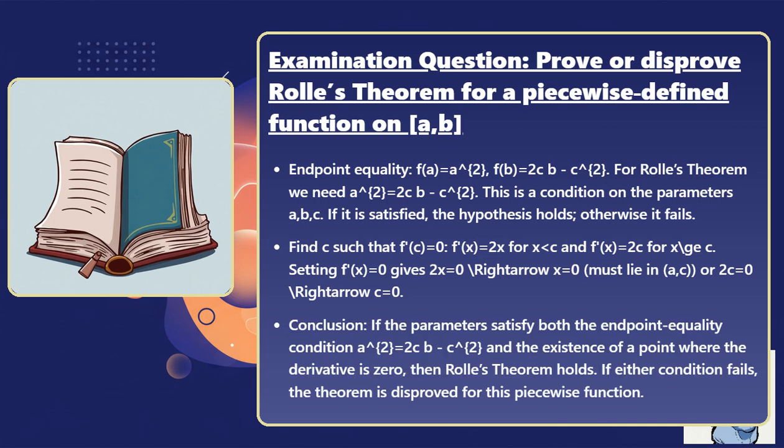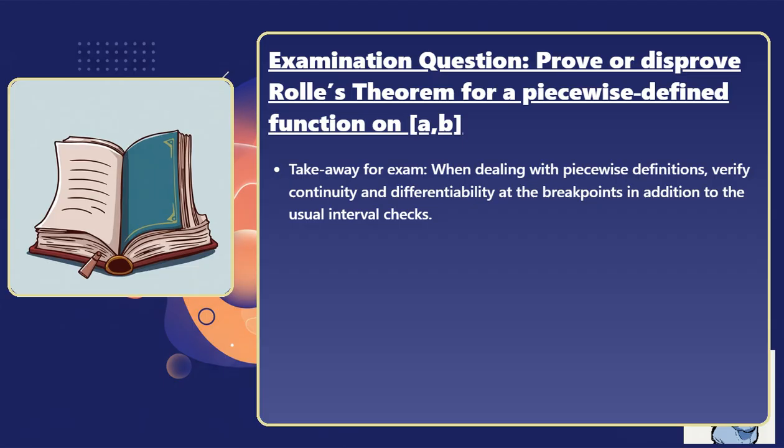Thus, if the parameters satisfy both the endpoint equality condition and the existence of a point where the derivative is 0 as described, Rolle's theorem holds for this function. If either condition is not met, the theorem does not apply. Takeaway for the exam: when a function is defined piecewise, you must verify continuity and differentiability at the breakpoints, in addition to the usual checks on the interval.